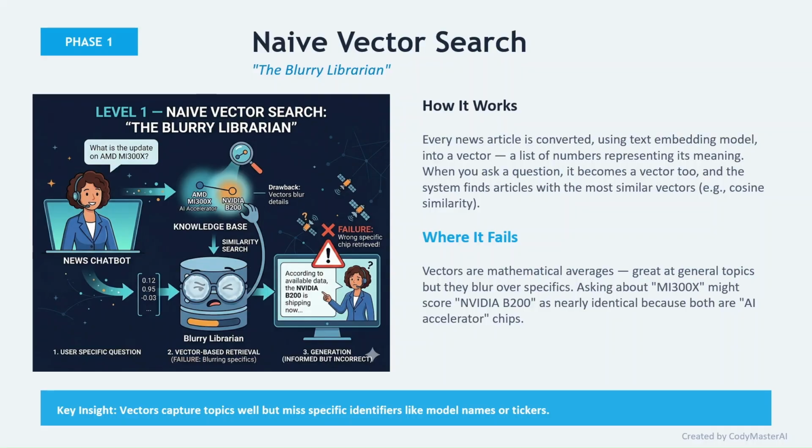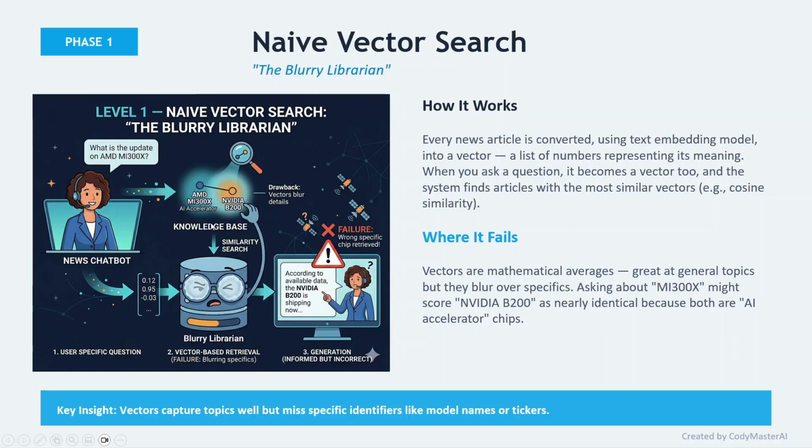The first RAG approach I built is the typical text embedding vector matching method. I call it naive vector search, the blurry librarian. Similar to the starting point for most RAG systems, we convert every news article into a vector, a list of numbers that represents the article's meaning. When you ask a question, we convert that question into a vector too, and find the articles with the most similar vectors. Where this method may fail: vectors are mathematical averages.